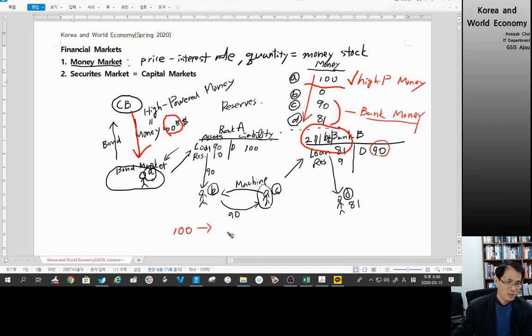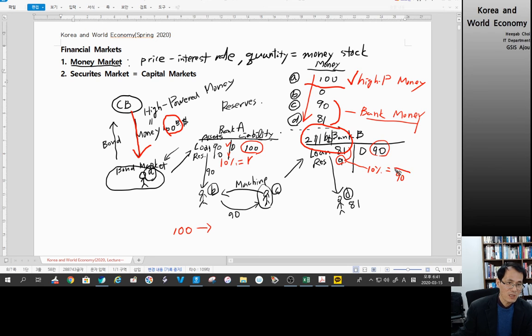At the next stage, by the way, I mean the original $100, was divided into loans and reserves. How much loans were made? 10%. This one is called the reserve ratio, R, right? And the same thing happens here. Among these 90, only 81 was lent out, and 9 was held by the bank, and it was 10%, right?